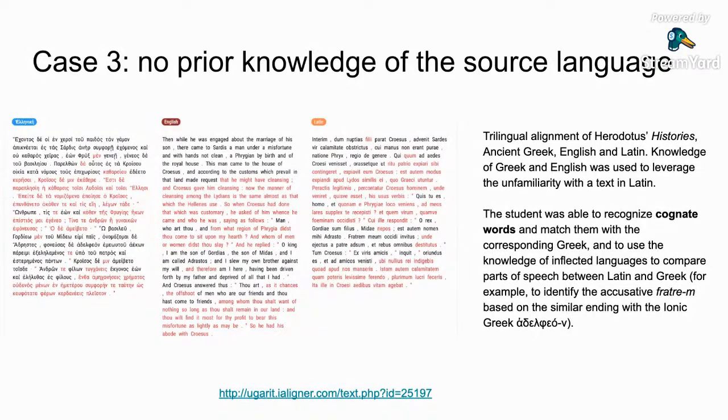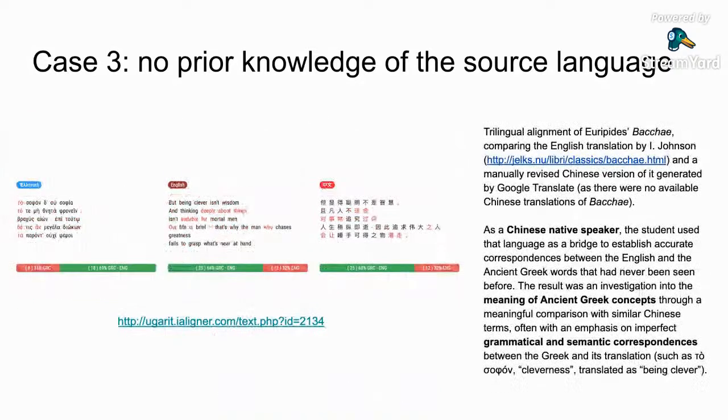So for example, the student had a very good knowledge of Greek and English, but was not familiar with Latin at all. And you can see here that there are so many parts of the text that have not been aligned specifically for this reason, because he tried to focus on areas where he could use English and Latin to leverage his unfamiliarity with ancient Greek. But he was also able to identify specific common aspects, for example, in the morphology and in the inflection.